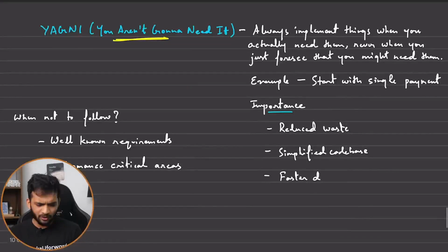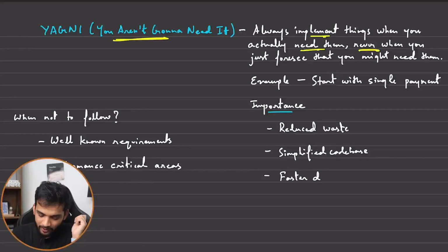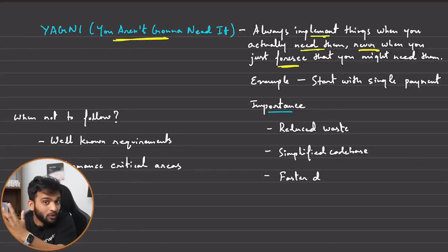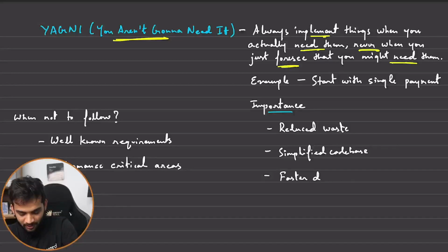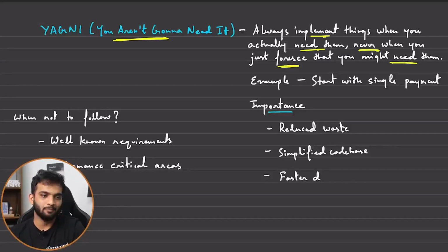So again, let's come to the formal definition. Always implement things when you actually need them. Think you can relate it? Never ever when you just foresee that it's gonna come, but not now. So do not foresee that you might need them. Perfect. Tomorrow crypto might get banned. At that point, I'll not be requiring it. Got it? Perfect. What is the importance?